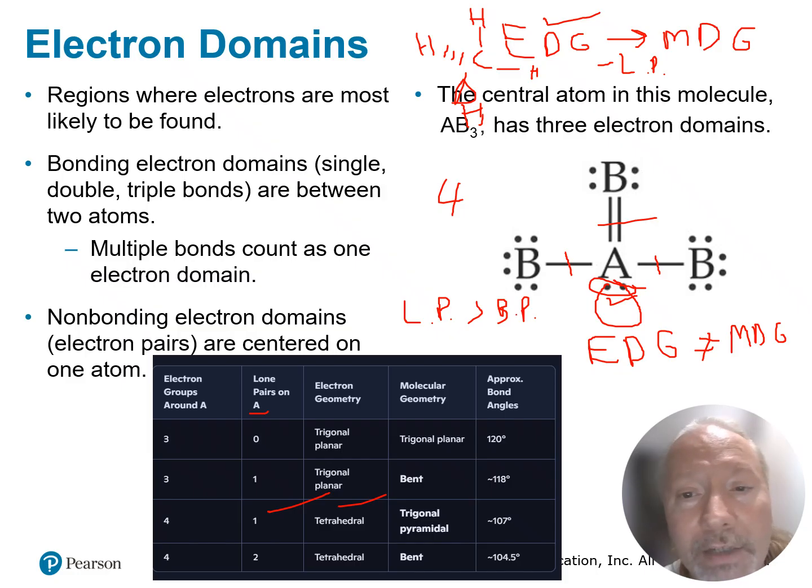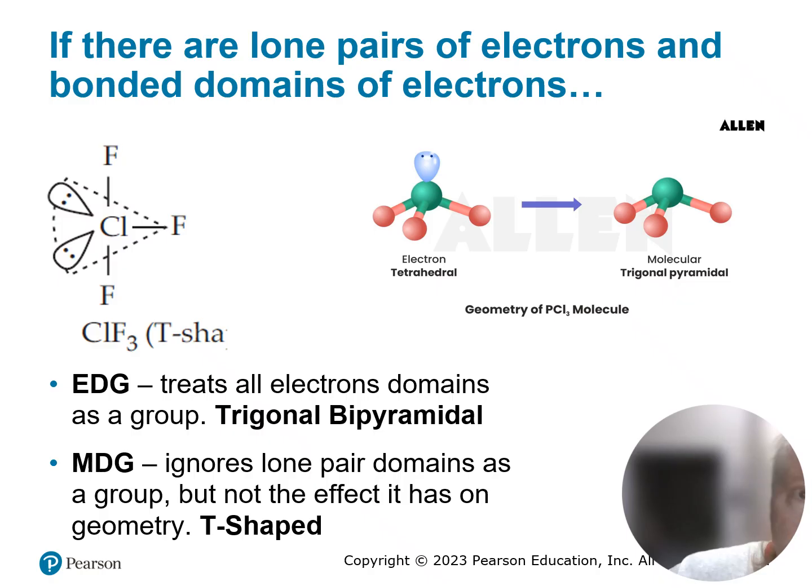With methane, the electron domains are equal. They're not equal for this strange molecule, okay? So we have some interesting things to look at here.